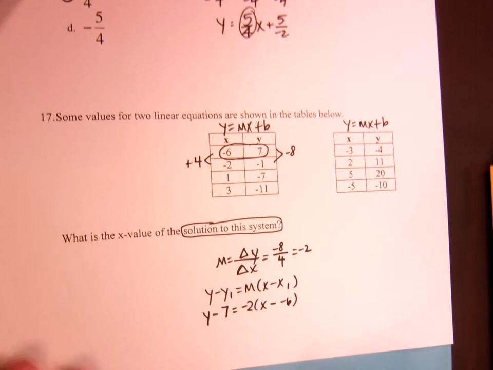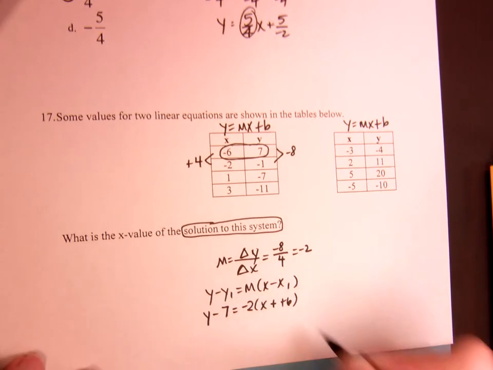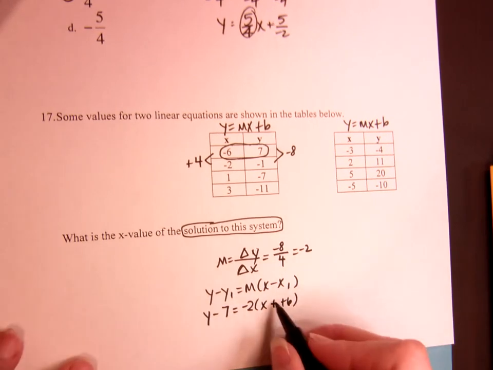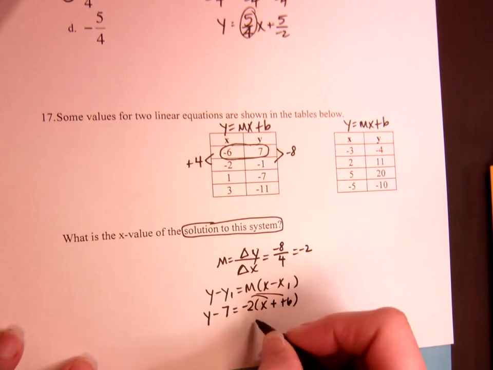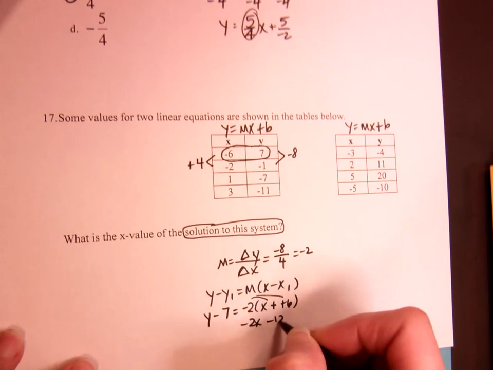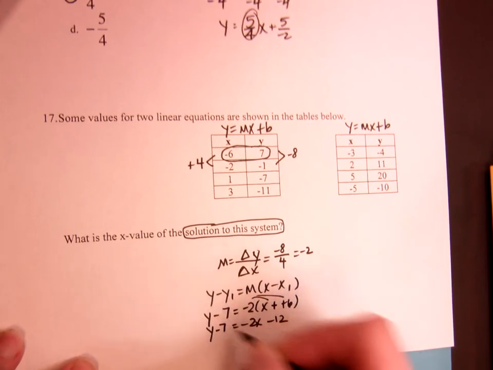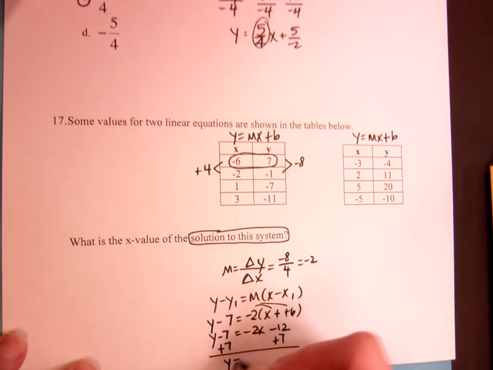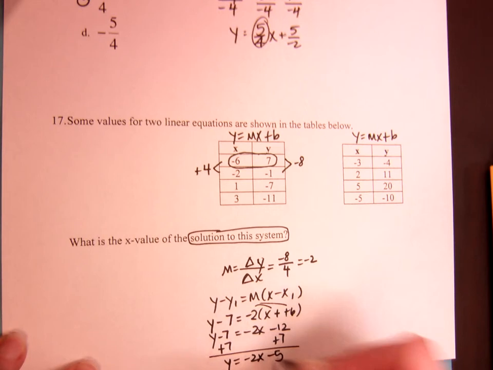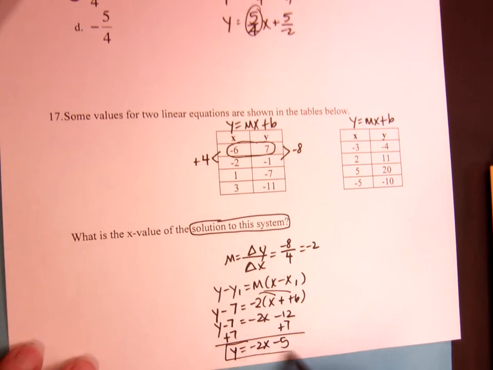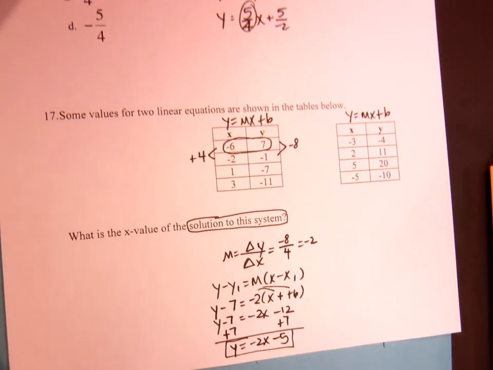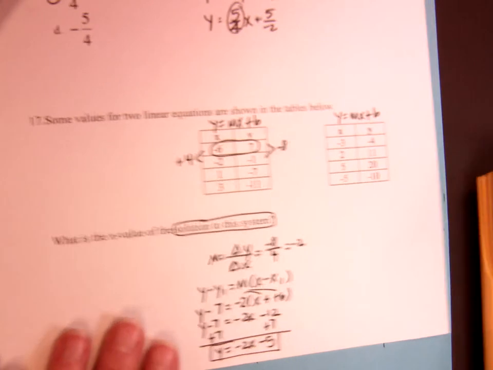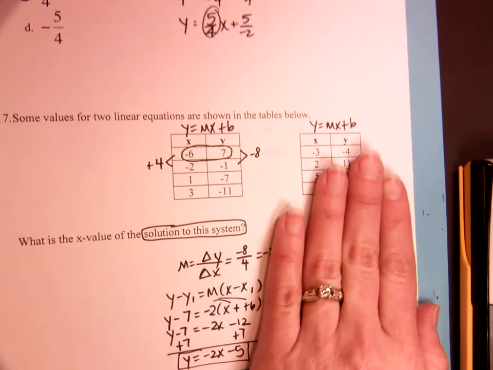Then you just simplify. We get a plus a positive right there for the minus a negative, and we distribute. So negative 2x minus 12. If we add 7 to both sides, this would give us y equals negative 2x minus 5. So that's the equation for the first table. But you can also use your calculator. So I'm going to show you the second method on the second table.